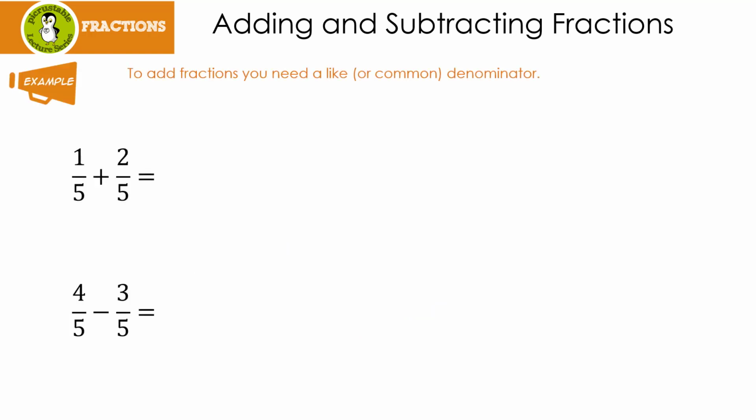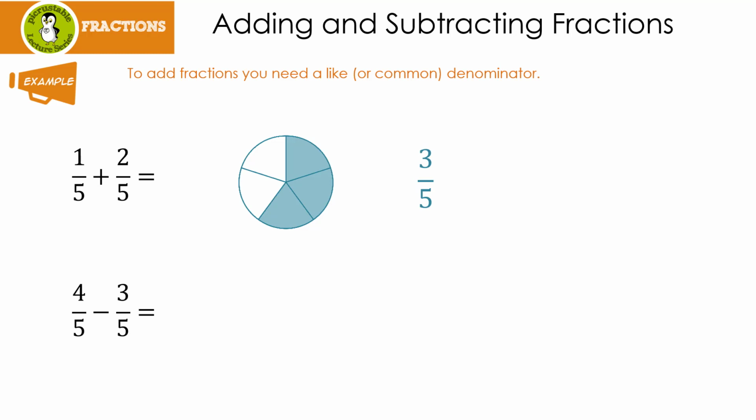Let's look at an example. To add fractions, you need a like or common denominator. When I take 1/5 plus 2/5, we'll notice that the bottom or the denominators are 5. That's cool. But what exactly does that mean? Well, here's 1/5, and we're going to add 2/5, so that gives us 3/5. We could have just simply added the numerator or the top. 1 plus 2 is 3. Notice that the denominator or the bottom never changes.